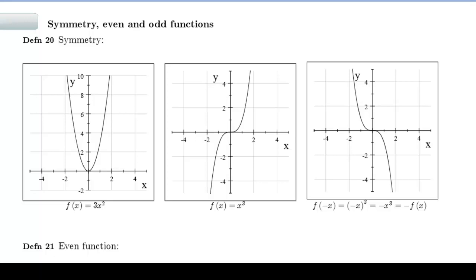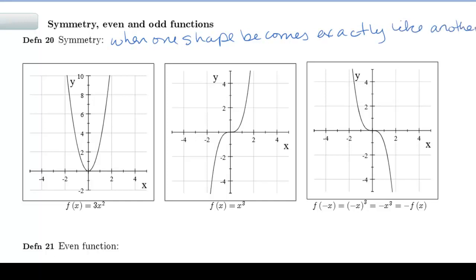The other type of symmetry that we have is when something rotates. So if you look here at this second graph, if you were to rotate this thing around, then it would look exactly the same. So let's get a mathematical definition for symmetry. So symmetry is when one shape becomes exactly like another when moved in some way.